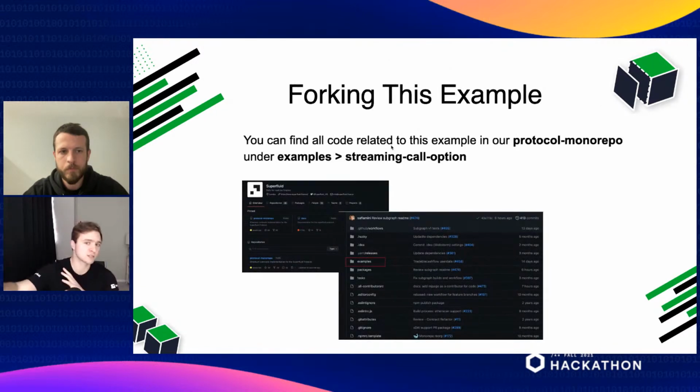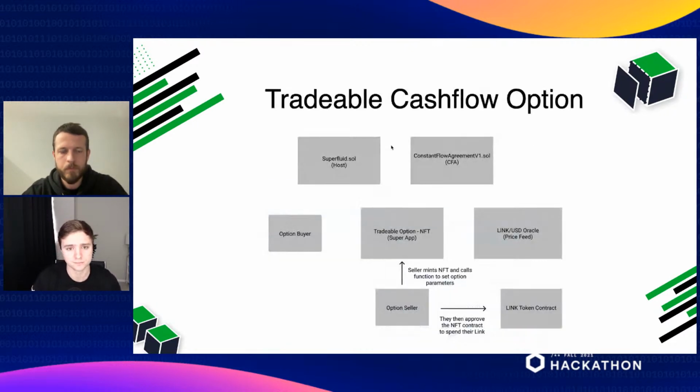So again, we'll get into some code here, but I just want to let you know that you can fork this example by going into our protocol monorepo inside of our GitHub, head to examples, and then go to stream and call option. We have this right now in a separate branch. I will put this link to this repo inside of the Superfluid support channel in the Chainlink Hackathon Discord channel. So, just to preface that, don't feel like you have to memorize things. You'll be able to fork this and play around with it yourself as well.